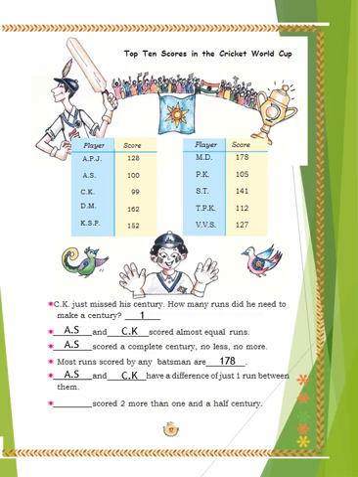See the last fill in the blank. Dash scored 2 more than 1.5 century. Children, here we have to find out what 1.5 means. 1.5 means 1 century and half century. By adding this, we get 152. So, KSP is the player who scored 2 more than 1.5 century.